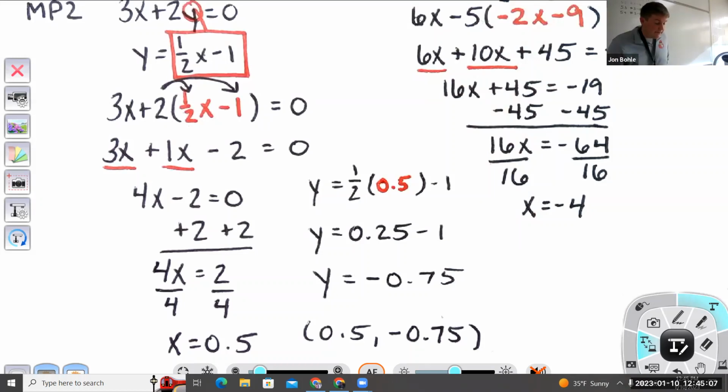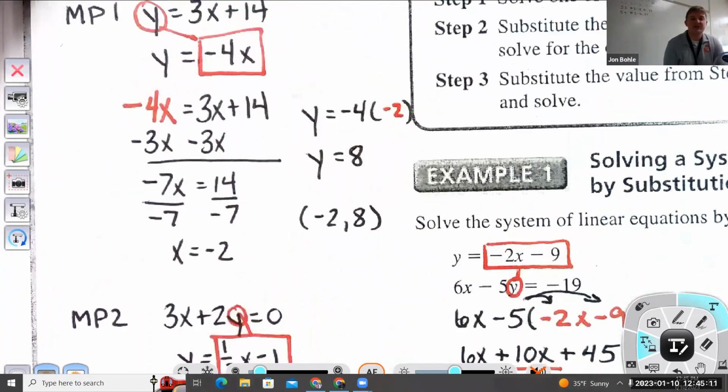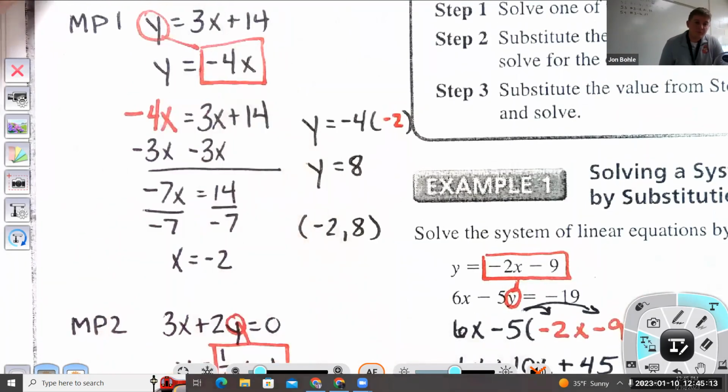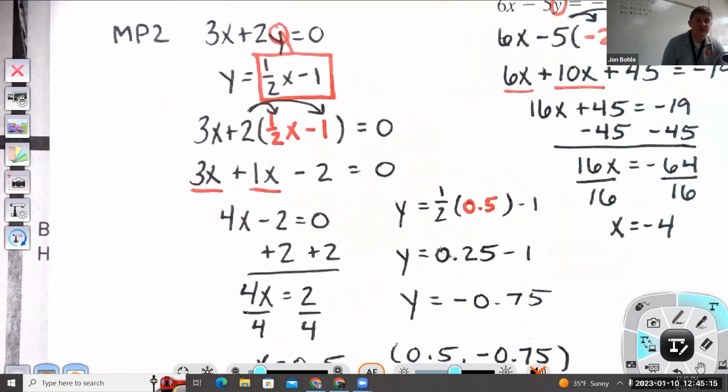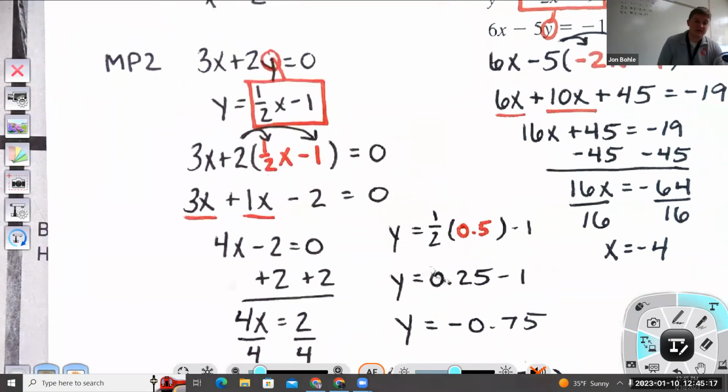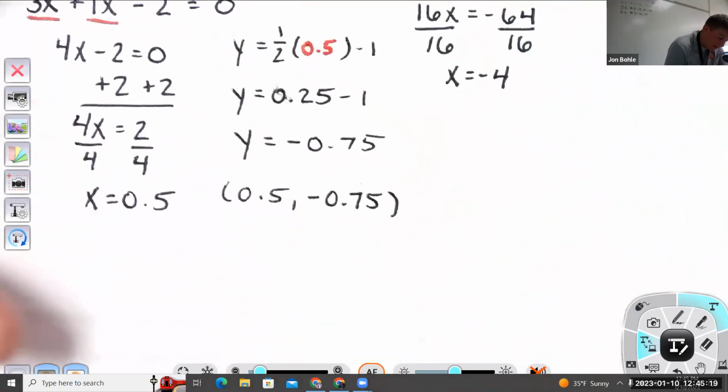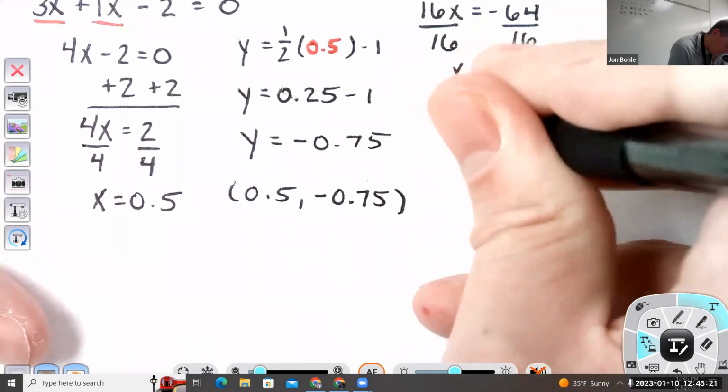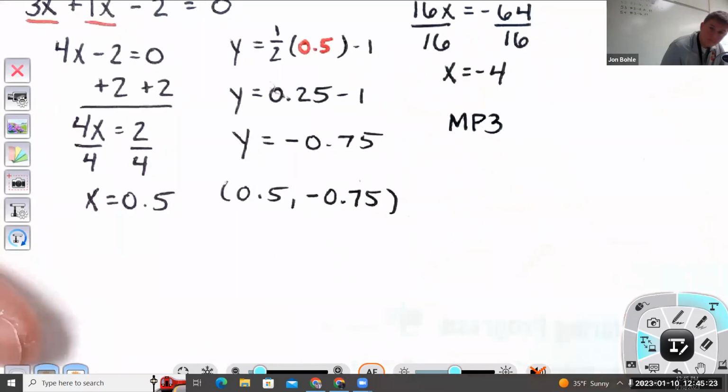All right. So monitoring progress 1 was weird because you set them equal to each other. Monitoring progress 2 just had a fraction in it. There's really nothing else there. Monitoring progress 3.